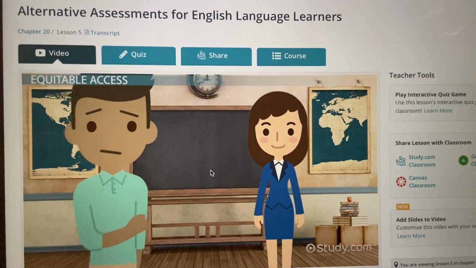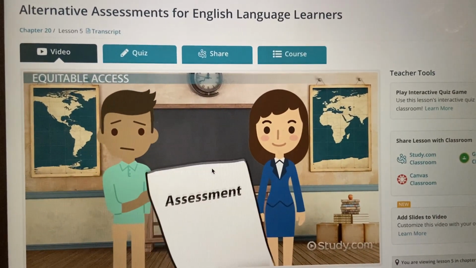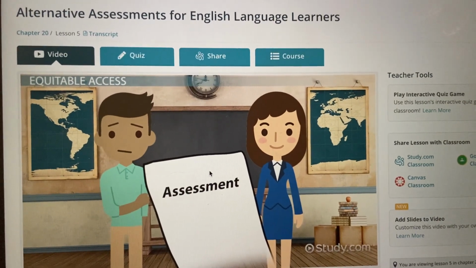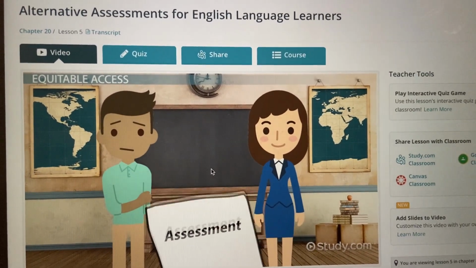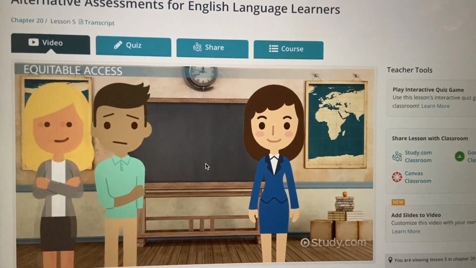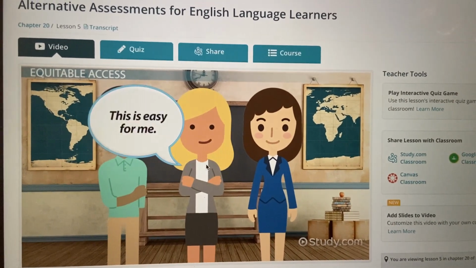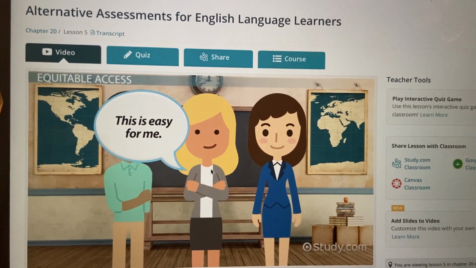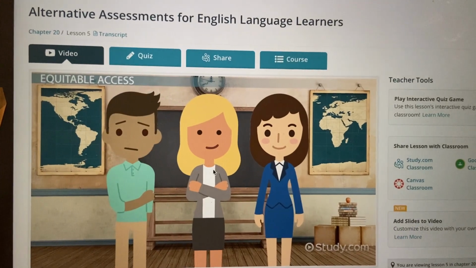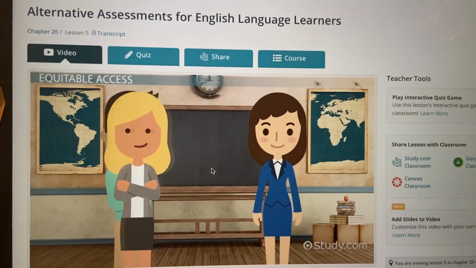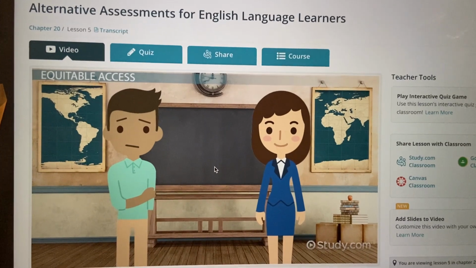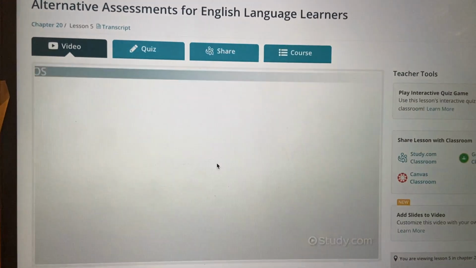However, lack of English proficiency makes it difficult for these students to demonstrate their content knowledge. Alternative assessments are extremely important for ELL students as they help provide equitable access to education. While native English speakers are typically able to complete reading and writing exams due to their English proficiency, ELL students should be allowed to demonstrate their learning in other ways. Let's take a look at some common types of alternative assessments for ELL students.